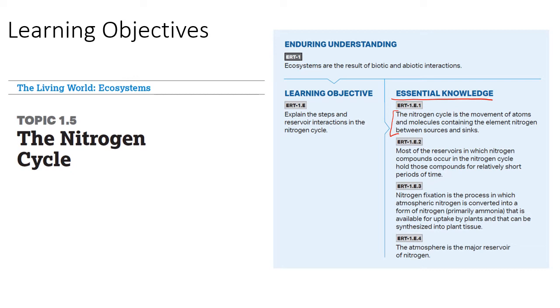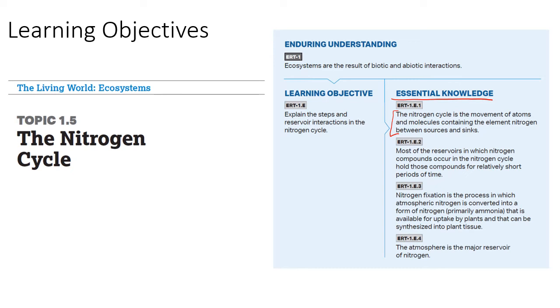Okay. Most of the reservoirs in which nitrogen compounds occur in the nitrogen cycle hold those compounds for relatively short periods of time. We didn't really mention that, but if you think back to that cycle, they're staying in those organisms for a relatively short period of time. They're going to be in the soil for a relatively short period of time before they get brought up by plants. They're going to be in plants for a relatively short period of time. Even if it's a couple thousand years that some plants live, it's a relatively short period of time. Animals, definitely a short period of time. Nitrogen gets cycled really, really quickly until it gets up into the atmosphere, in which case it can stay for quite a while.